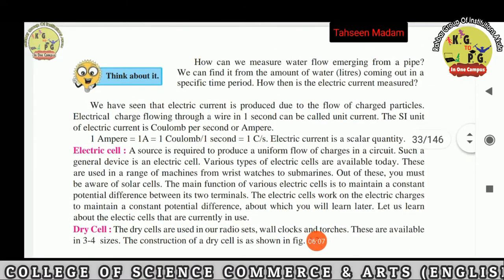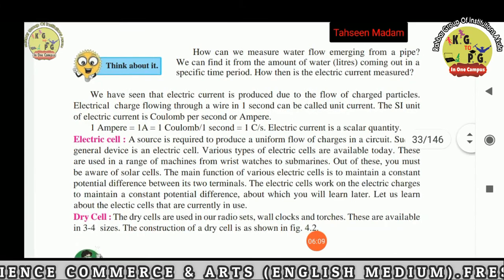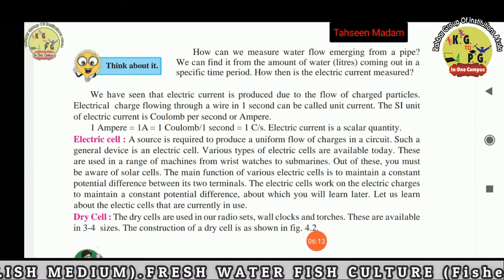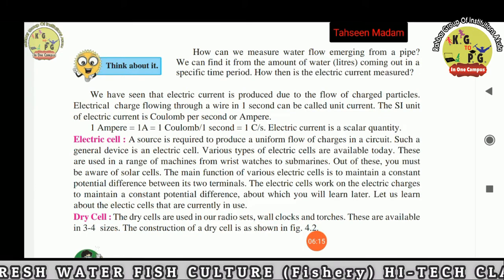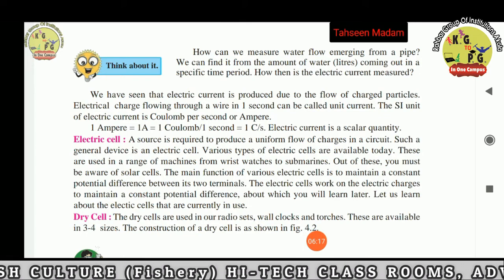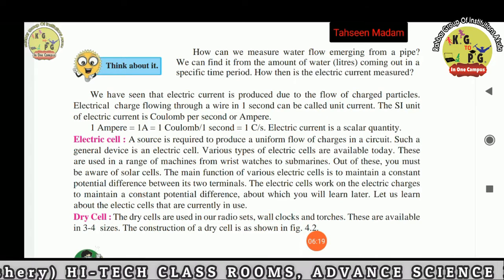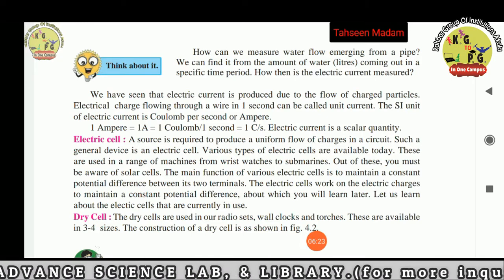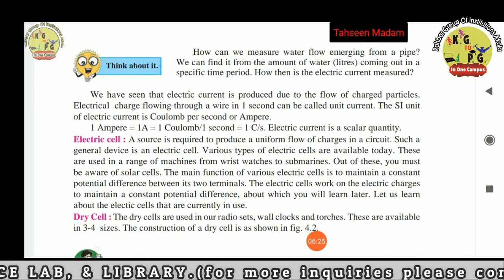Think about it. How can we measure water emerging from a pipe? We can find it from the amount of water in liters coming out in a specific time period. How is electric current measured?